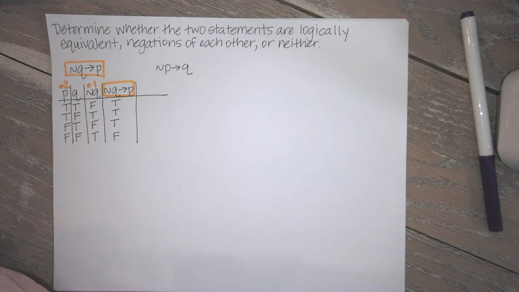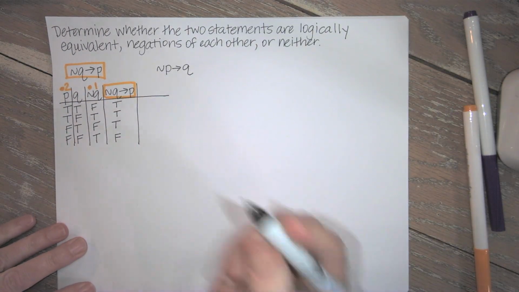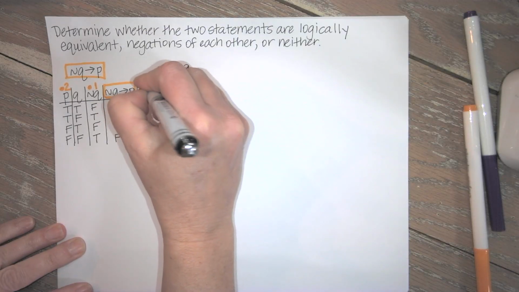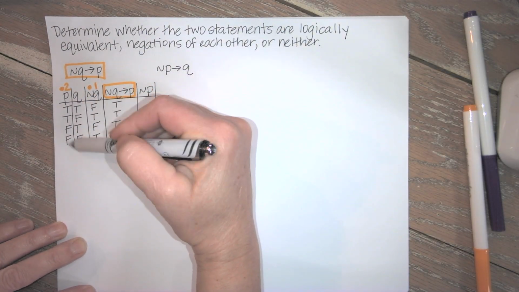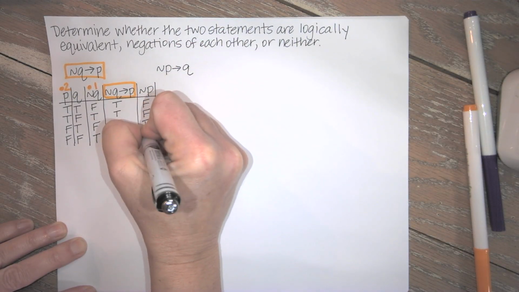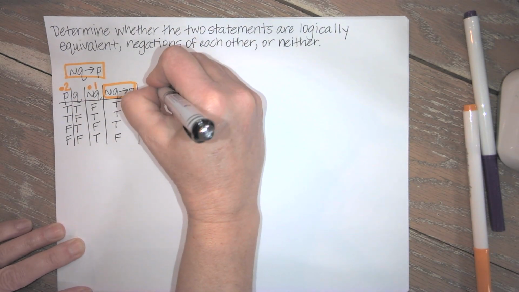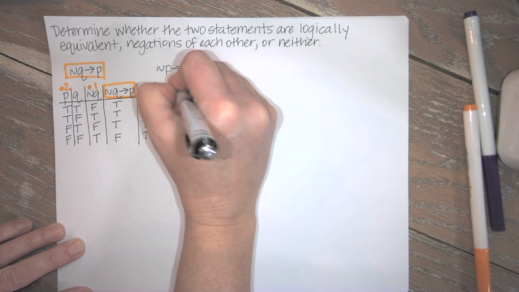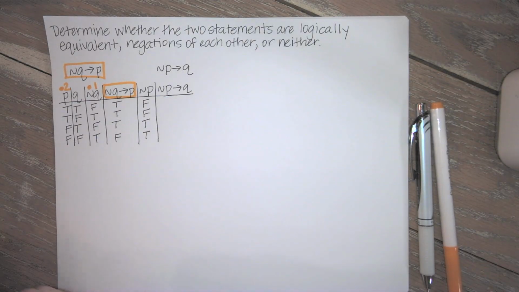Now let's work on the second statement. We can just keep adding on to this truth table. I'm going to need a not P column where I'm going to negate the P's. So that's going to be false, false, true, true. And then I'm going to build this conditional statement: if not P, then Q. Again, the order is very important here.